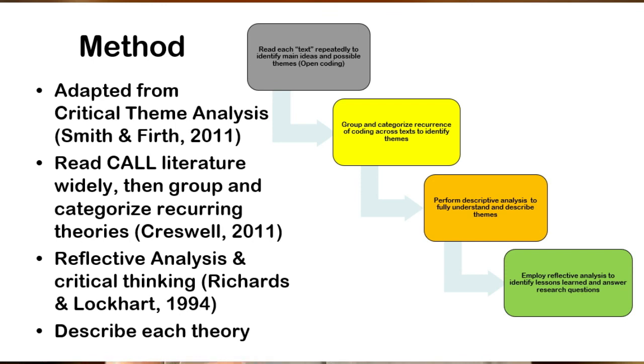You know, often different writers will say something a little bit differently, but it essentially means the same thing. We performed descriptive analysis. We described each of these methodologies and findings so we could fully understand them. And then again, we did reflective analysis to identify the lessons learned in answer to these research questions.